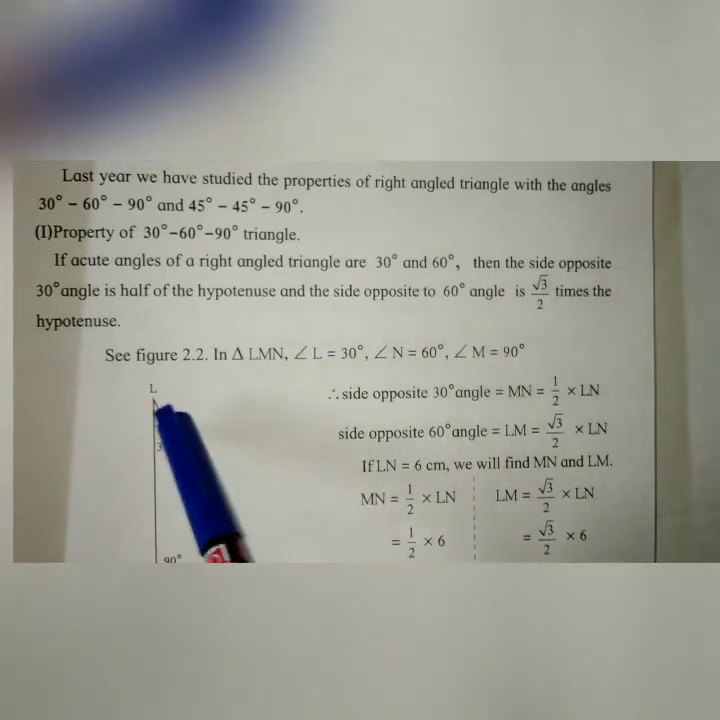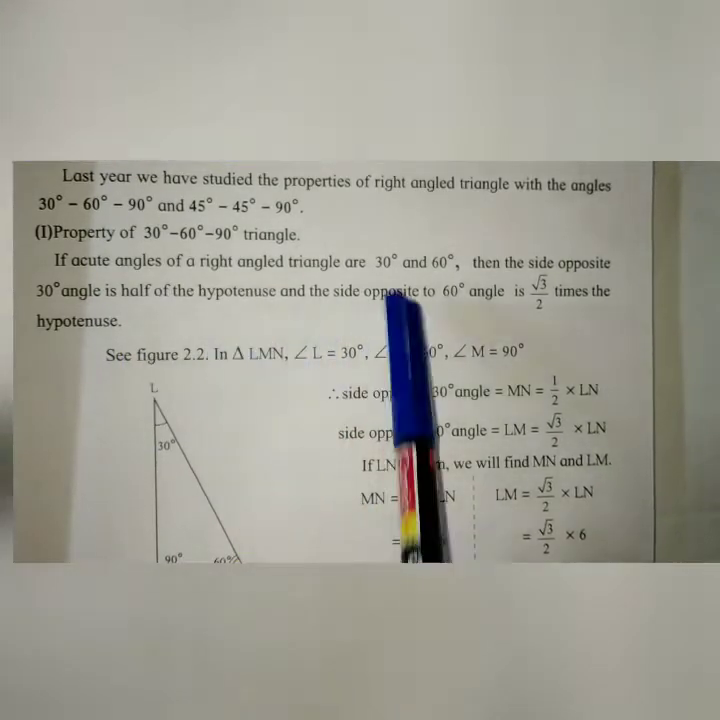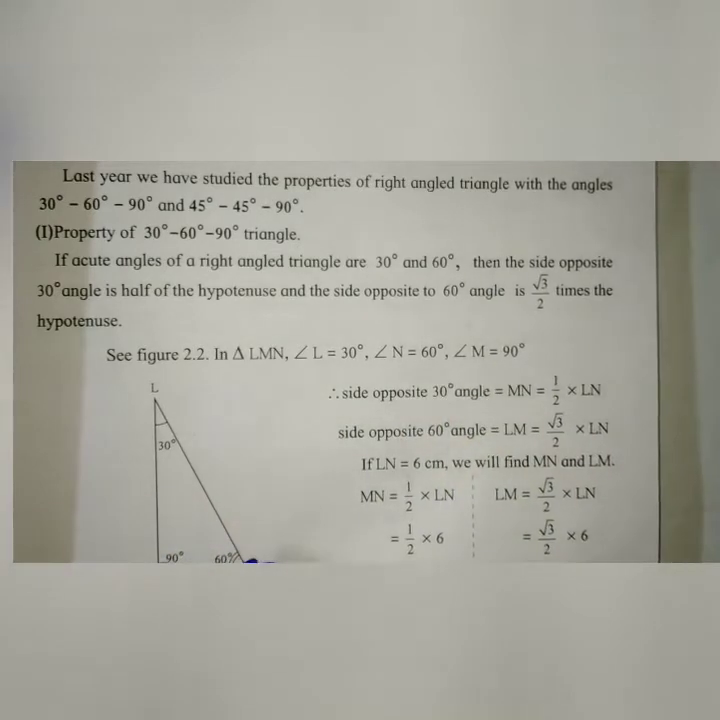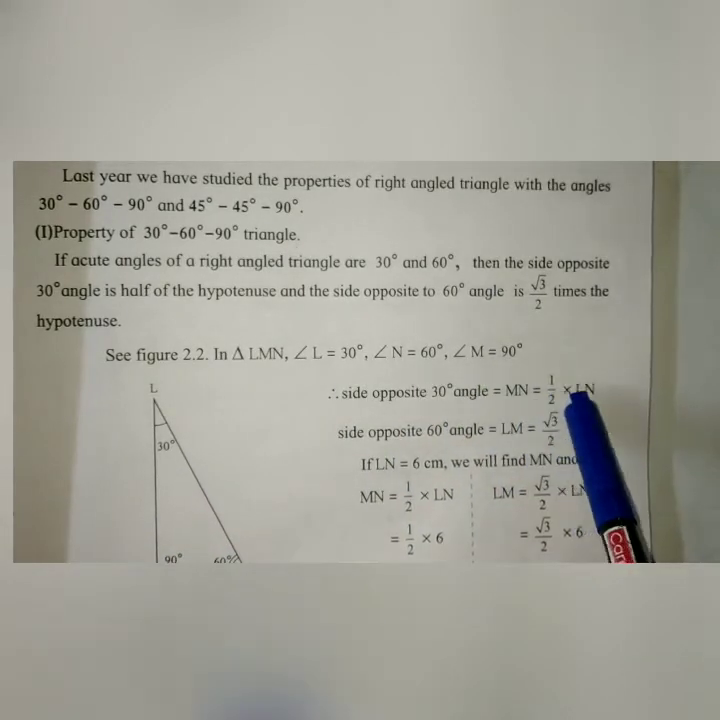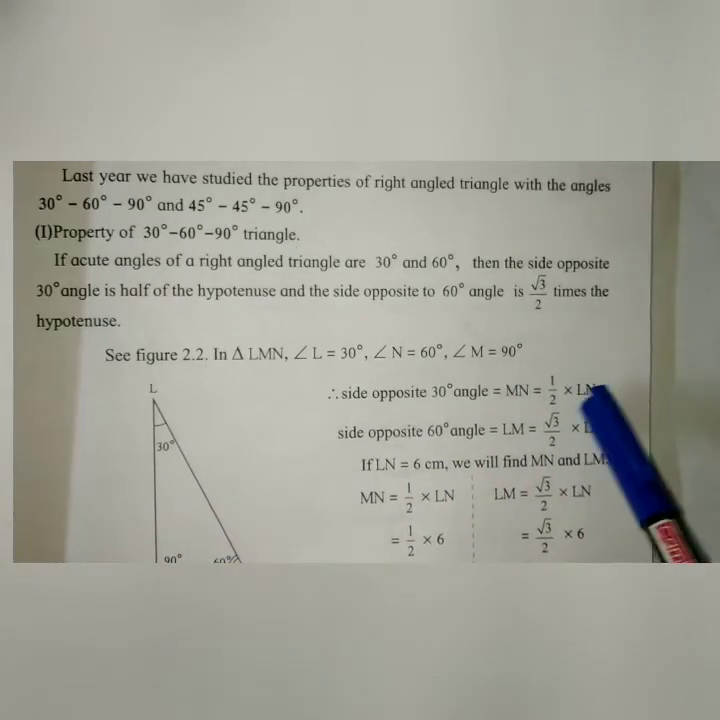Therefore, what is the property? If the acute angles of a right angle triangle are 30 degree and 60 degree, then the side opposite to the 30 degree angle, that is side MN, is half of the hypotenuse. Here the hypotenuse is LN. Therefore MN is equal to 1 upon 2 into LN. It means the side opposite to the 30 degree angle is half of the hypotenuse.